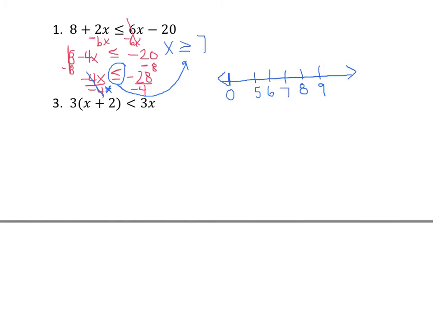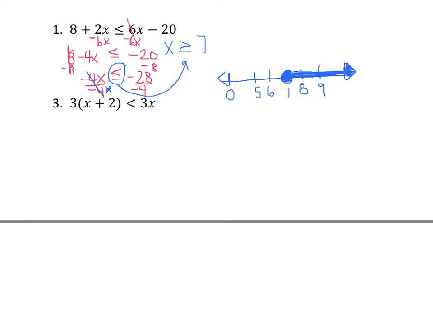Okay, x is greater than or equal to 7. So at 7, because it's greater than or equal to, that means that I'm going to color in this circle because it can be equal to 7. But it has to be greater than or equal to, which means I'm going to shade in the greater than direction, which would be to the right.